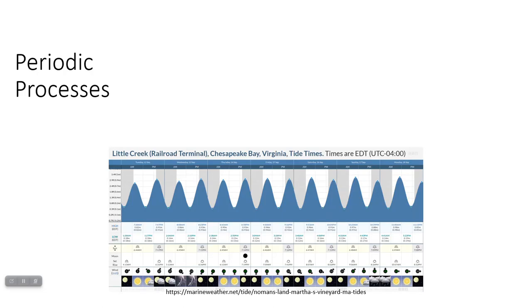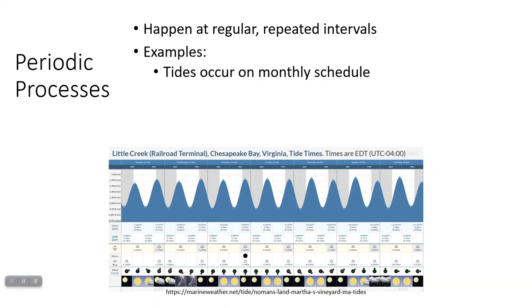So, for example, you can have periodic processes. These happen at regular, repeated intervals. Some examples of this are tides. This diagram here is showing the tides in a certain area, in this case, Chesapeake Bay, Virginia. So what you're looking at is the sea level, how far the ocean is rising on a beach, and you'll notice it has this very specific pattern going up and down and up and down, and it's a very regular pattern that can be very easily predicted.